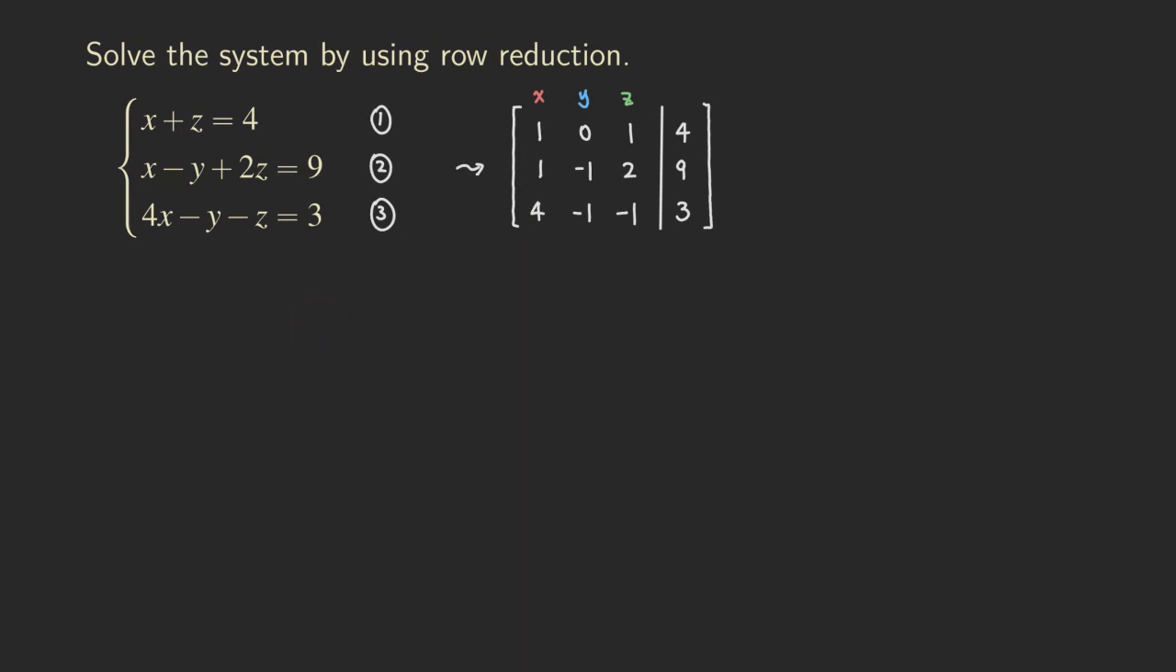Now, how do we do this? We've got to start writing the row operations. Let me start doing it right here.